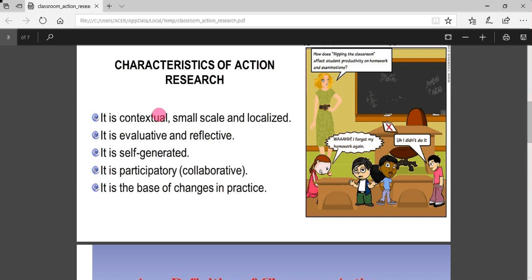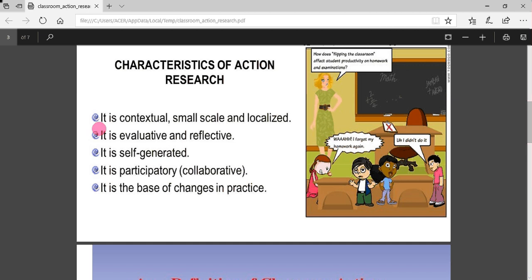Take for example, you find it difficult to motivate students in the classroom in 3A, for example, in learning speaking. So your research is only conducted in this classroom. You only focus on the classroom. You only find out more investigation about this classroom only.